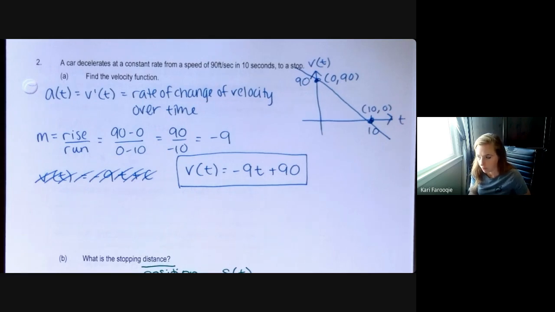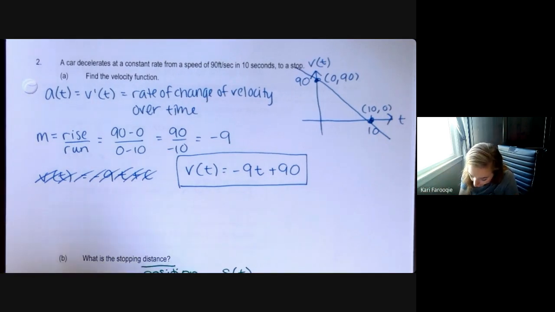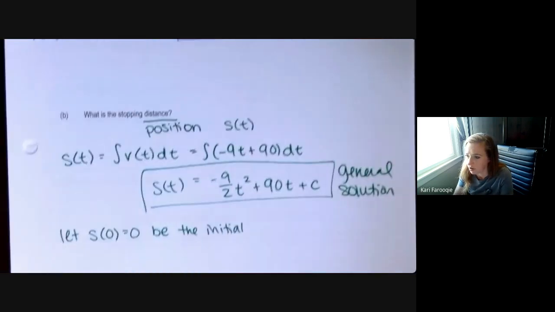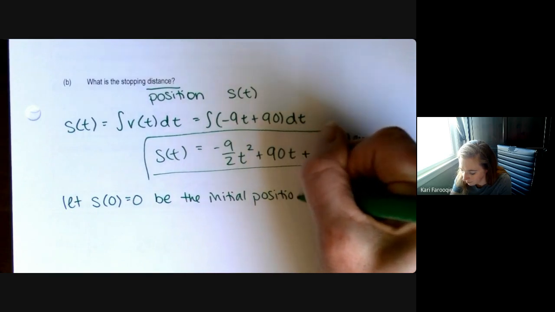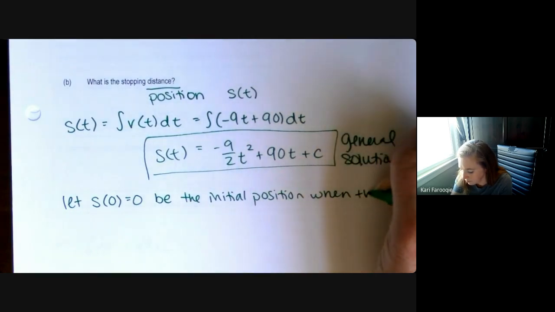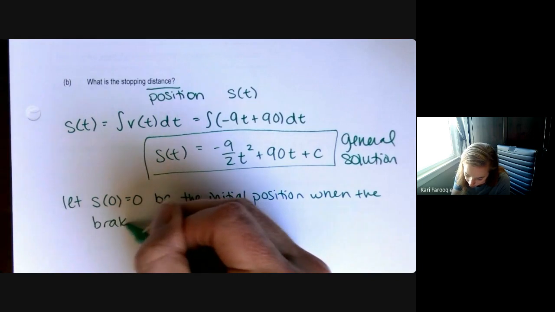So we can say that when the brakes are applied, that's the initial position that we're talking about. And we can just let that initial position be 0, because I need to figure out how far the car is actually going to go at that point. So let S of 0 equals 0 be the initial position, when the brakes are applied.